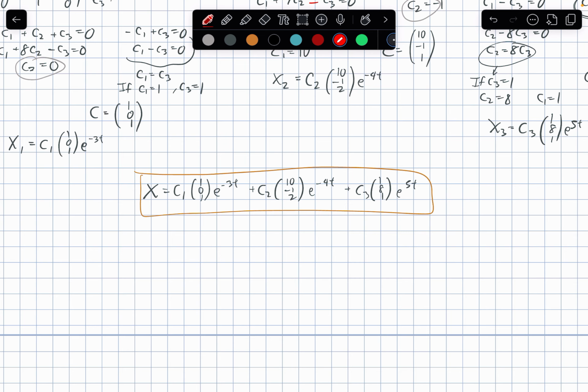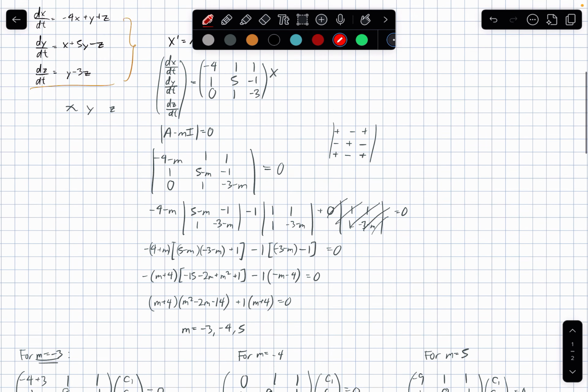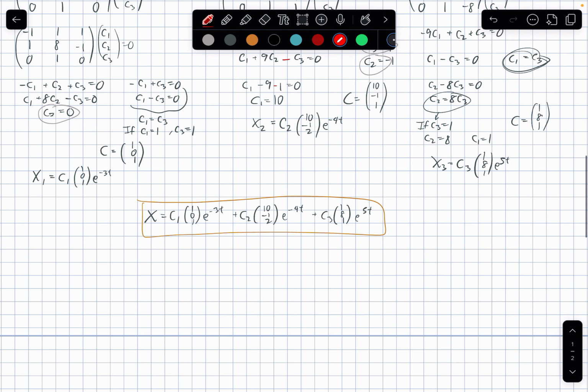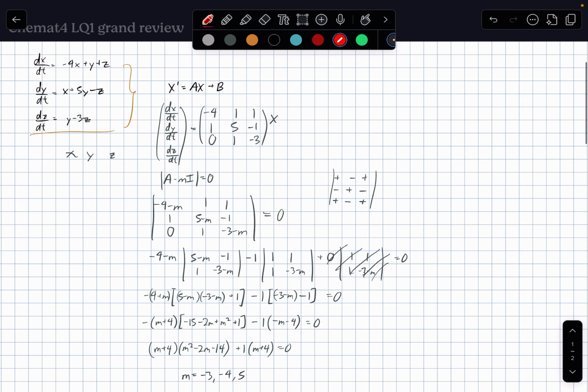So that's basically it for this video. This one problem, it's pretty lengthy, no? So yeah, that's how you solve first order linear systems. Case 1, real and distinct eigenvalues. Bye-bye.